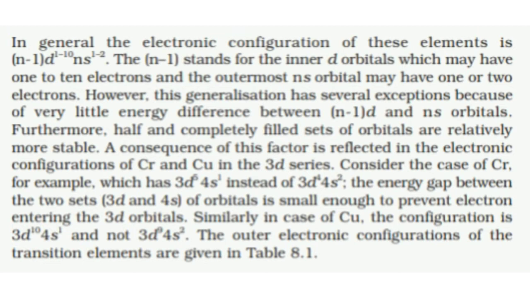Furthermore, half and completely filled sets of orbitals are relatively more stable. A consequence of this factor is reflected in the electronic configurations of Cu and Cr in 3d series. Consider the case of Cr, for example, which has 3d5 4s1 instead of 3d4 4s2. The energy gap between the two sets 3d and 4s of orbitals is small enough to prevent electron entering the 3d orbitals. Similarly, in case of Cu, the configuration is 3d10 4s1 and not 3d9 4s2.